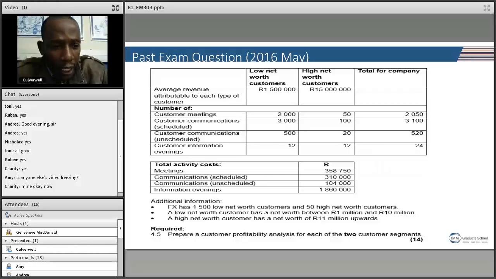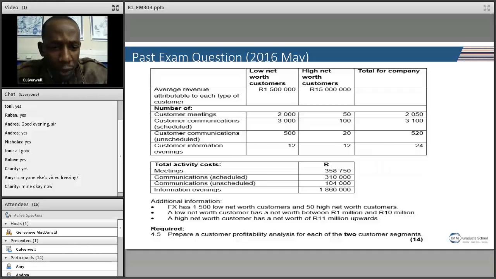So those items, if you look at them, these are what we call indirect cost. Why? They didn't give us the actual cost we incurred in servicing high net worth customers or low net worth customers pertaining to these line items. So the minute you see these not being indicated in rand terms, it means they are your indirect cost. Because they are your indirect cost, you're going to use activity-based costing, which is ABC, to allocate these indirect costs to specific customers. Like in this case, we've got low net worth customers and high net worth customers.